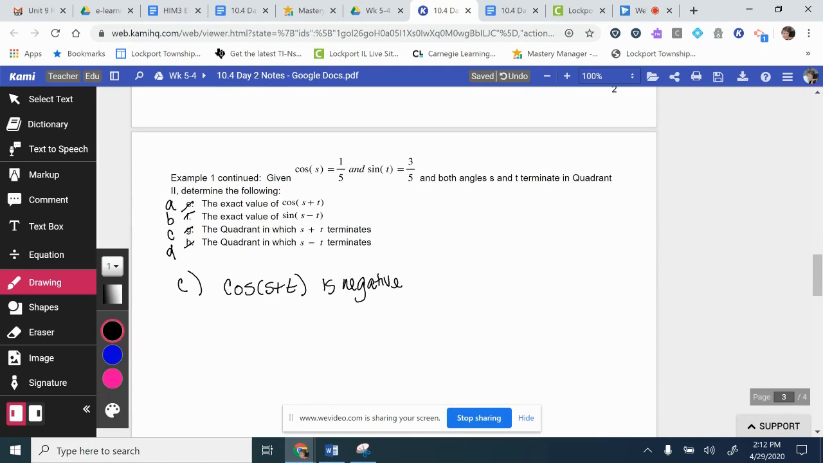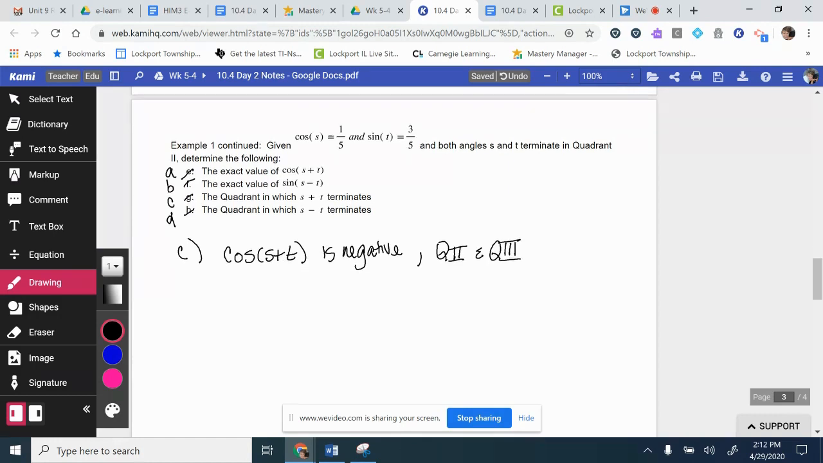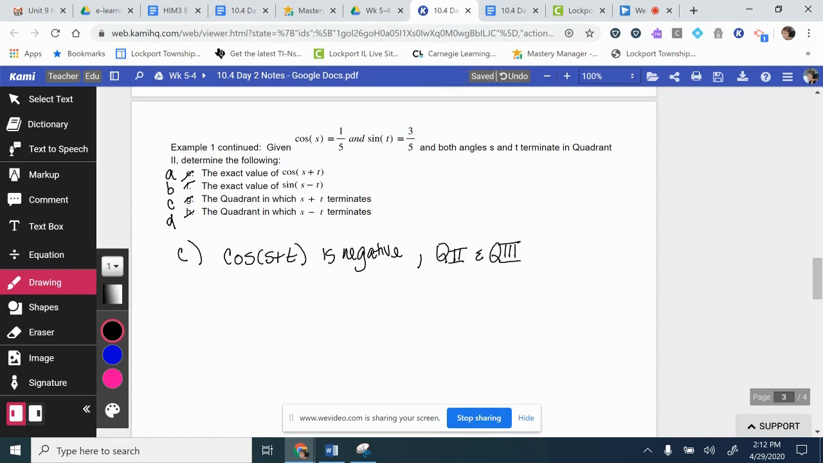And this is true. The cosine is negative in quadrants 2 and 3. Now we have to examine our original angles. So we had S lying in quadrant 2, so that means it would be greater than pi over 2, but less than pi. We had T in that same quadrant, so it has the same upper and lower limits.